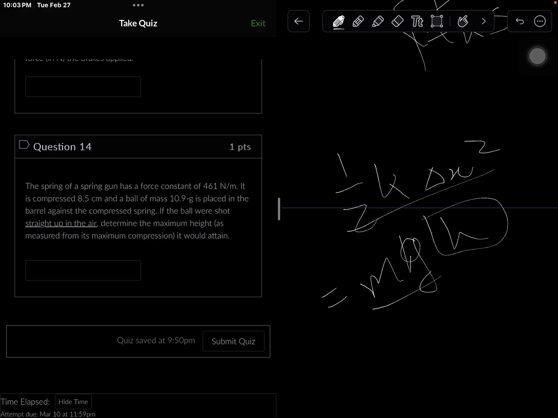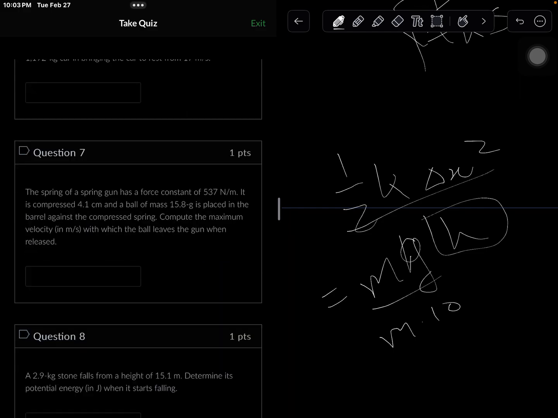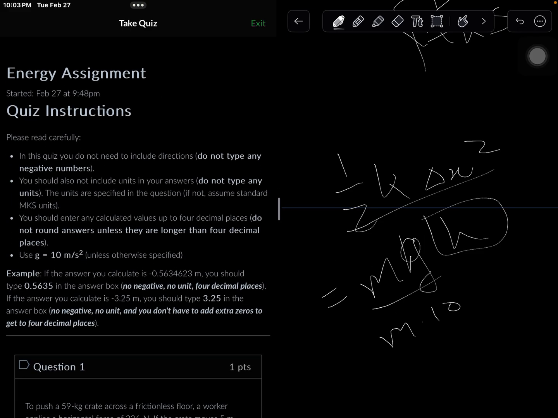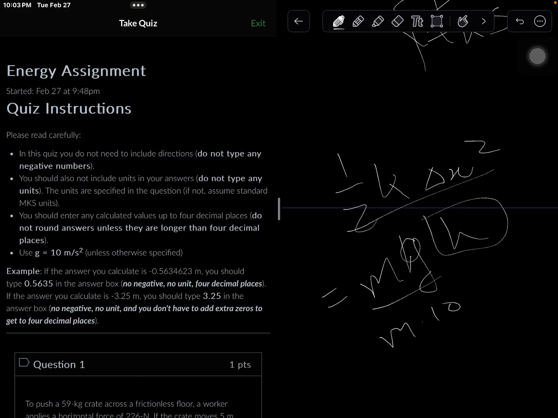You would just do your 1/2 k displacement squared divided by mass times gravity, or just mass times 10. Gravity is the same. And that would be the entire physics assignment. It's pretty simple. It shouldn't take too long. All the concepts are really repetitive. And that's all for this video.